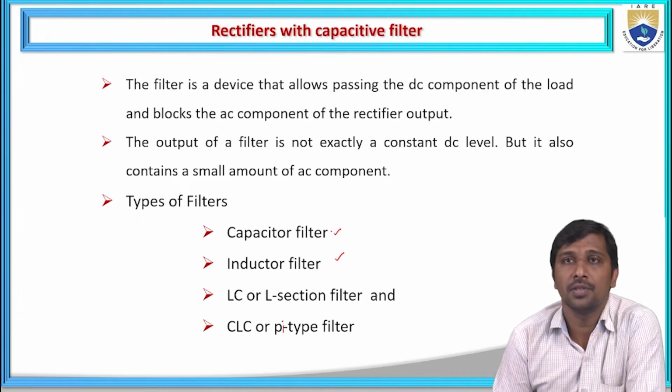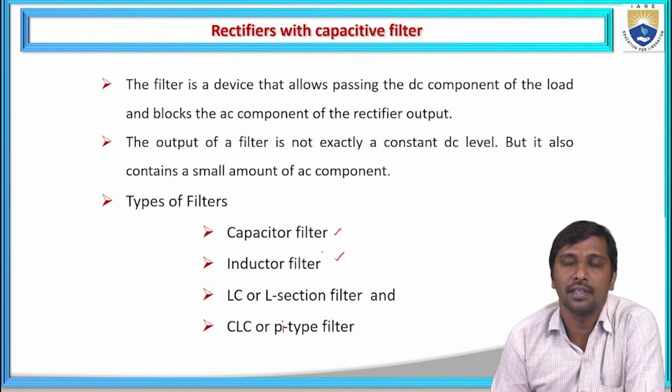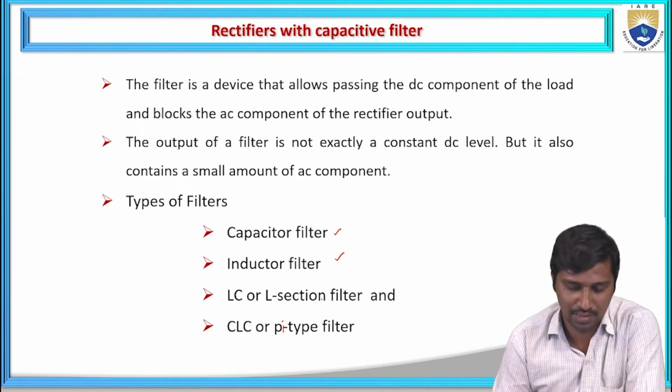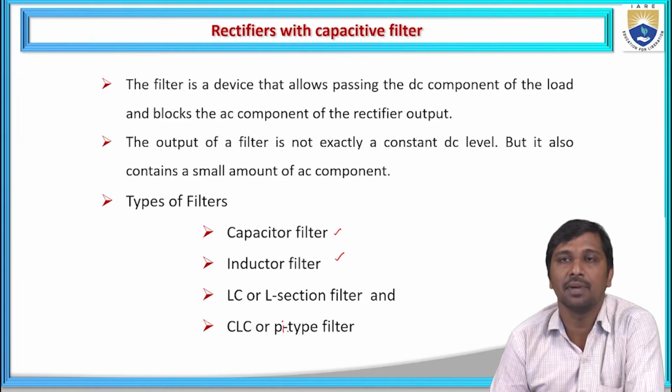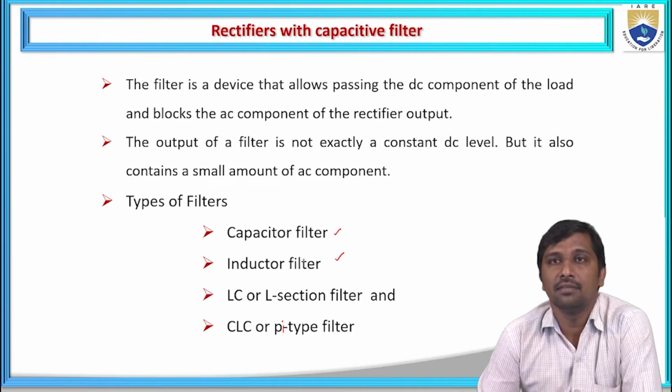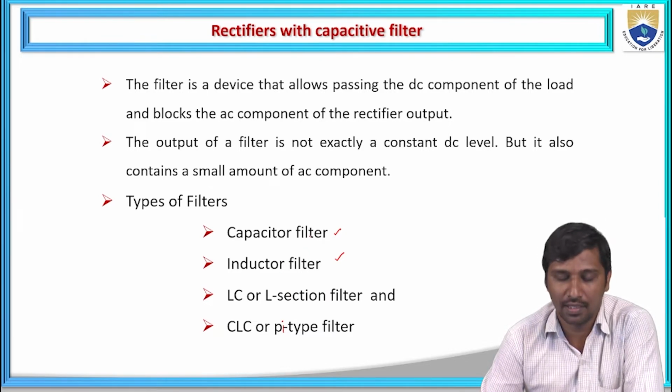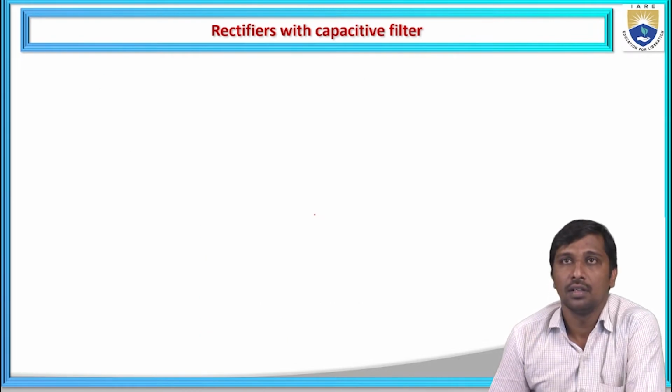Whenever the rectifier output is passing through a capacitor, that type of filter is called a capacitor filter. When the rectifier output is passing through an inductor, it is called an inductor filter. A combination of inductor and capacitor is called an L section. A combination of two capacitors and one inductor is called a CLC filter or a pi-type filter. But in this session, we are going to discuss only rectifiers with the capacitive filter. Let us consider.